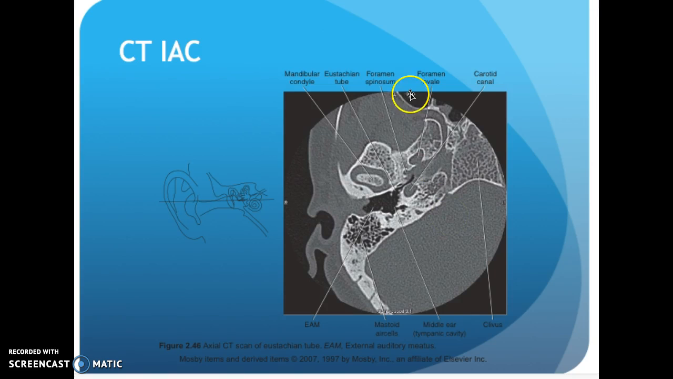Another view here, we have your foramen spinosum, foramen ovale, your carotid canal. It's here, but it comes up as we go higher. You'll see it cut across like I was showing. Clivus, middle ear, and this is your tympanic cavity, and your EAM, mandibular condyle. Your Eustachian tube, I wouldn't have you label that, it's too small.